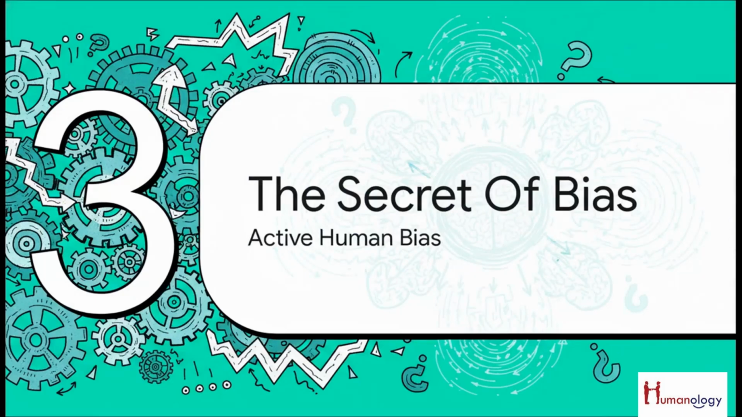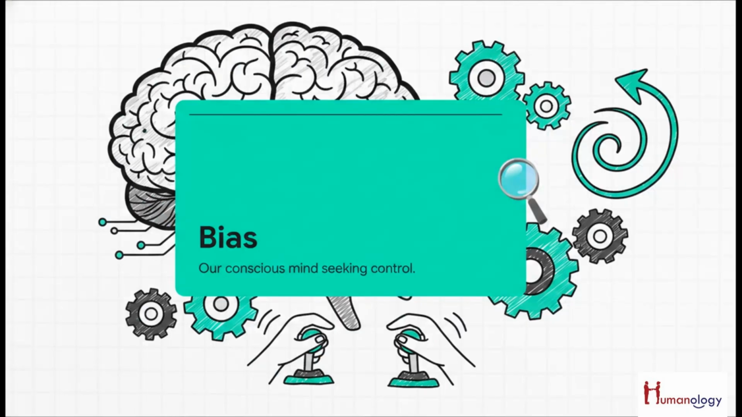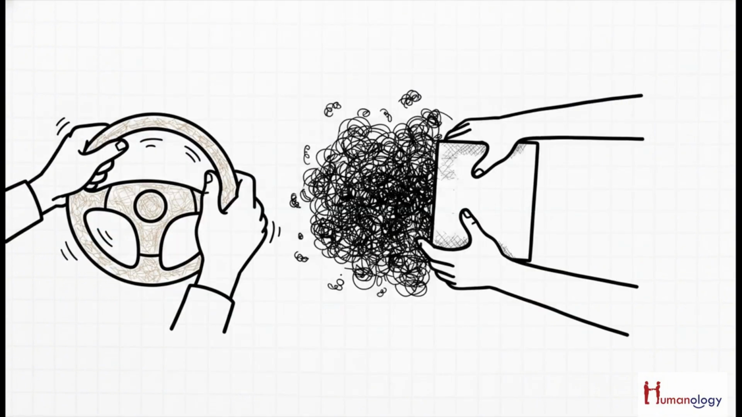Which leads us directly into section 3, the secret of bias. We really need to completely redefine the word bias here, based on the exact framing of our source text. Bias is our conscious mind seeking control, and wow, this really changes everything. We usually think of a bias as this passive flaw, right? Like a blind spot we just sort of stumble into by mistake. So the crucial point is that the text explicitly states bias is a highly active, conscious mechanism. It's something your mind is actively doing, not just something that's randomly happening to it. It is literally a mechanism for control.